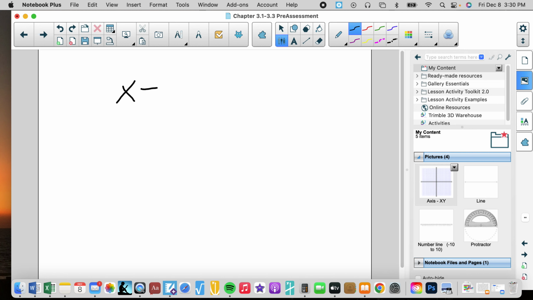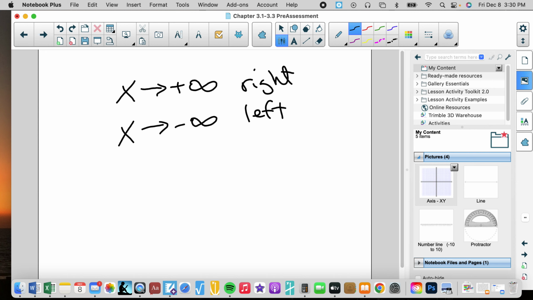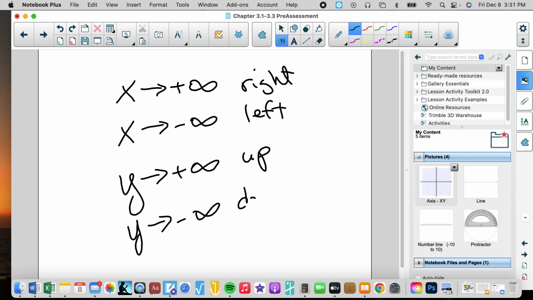So x towards positive infinity means right. When x moves towards negative infinity, that means left. When y moves towards positive infinity, that means up. When y moves towards negative infinity, that means down. Now, the flip side is true. When I say right, we mean x is moving towards positive infinity. When I go to the left, I'm talking about x moving towards negative infinity.